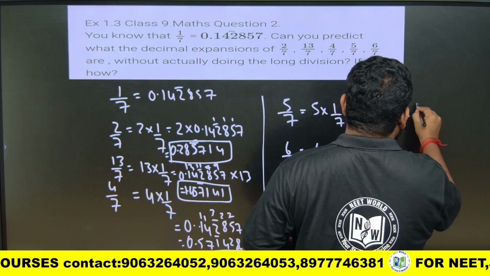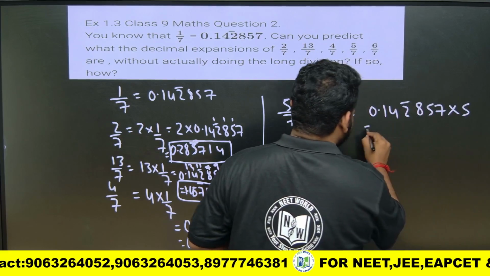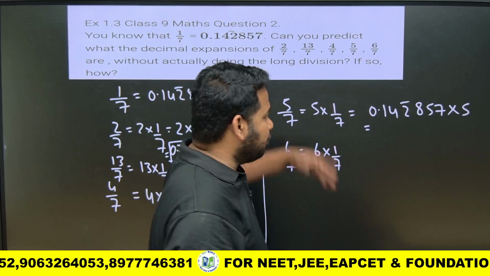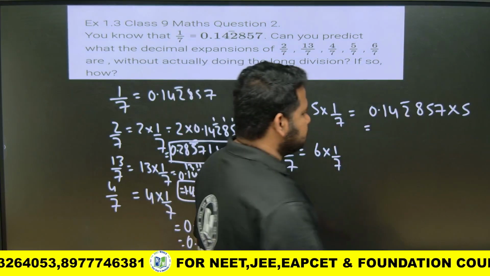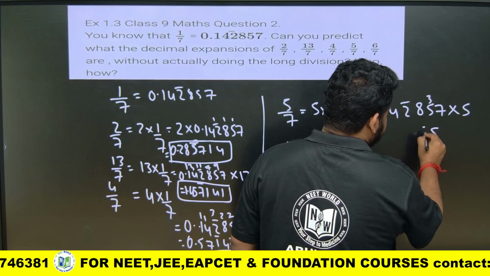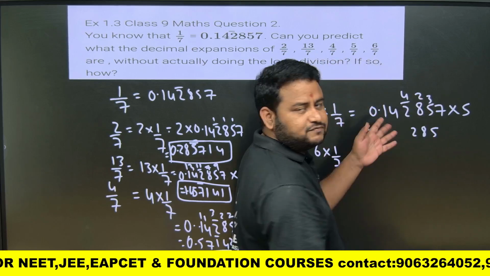0.142 bar 857 into what it is? It is nothing but 5. Okay, so this is what 5 into 7 is. You should not use the long division method. Directly, how can you do it? Like this. 5 into 7 is 35. 5 5s are 25, 28. 5 8s are 40, 42. 5 2s are 10, 10 plus 4 is 14.